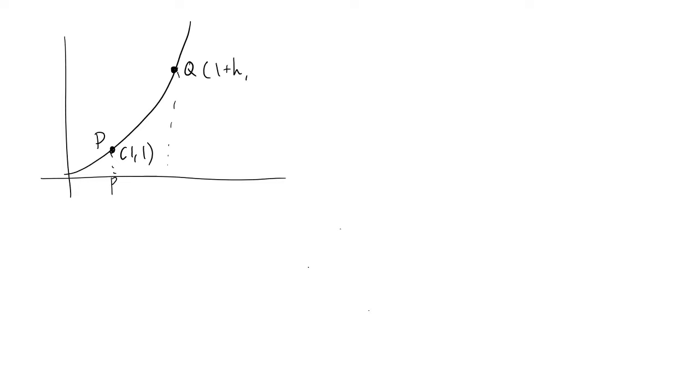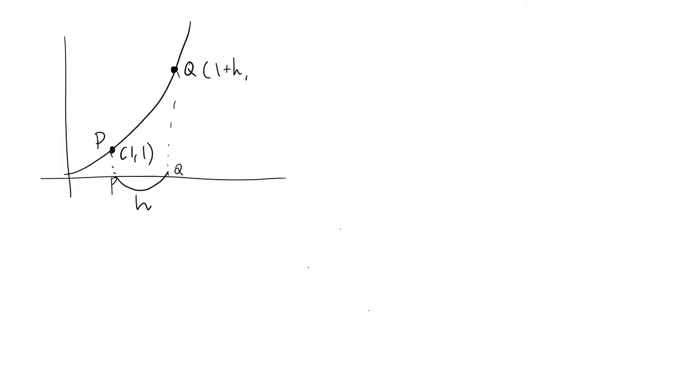Let's say we had point P at (1, 1). Okay, this way. That's (1, 1). And we want to find the instantaneous rate of change at the point x equals 1. Now to do that, we set a point Q, and let's say that's 1 plus h. So if that's P and that's Q, this distance here is h.